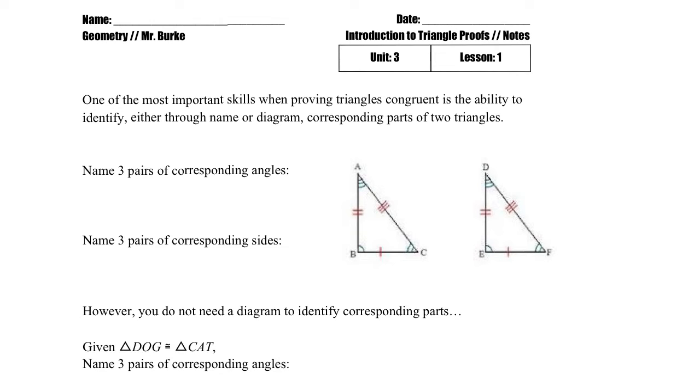So let's start with the basics. Before you're able to deal with triangle proofs, you need to be an expert at identifying corresponding parts in triangles, whether it be from a diagram, or, as we're going to learn in a second here, you can also identify corresponding parts from their names. So in this particular one, we're going to name three pairs of corresponding angles. In this case, it's pretty easy to tell from the markings which angles correspond with each other.